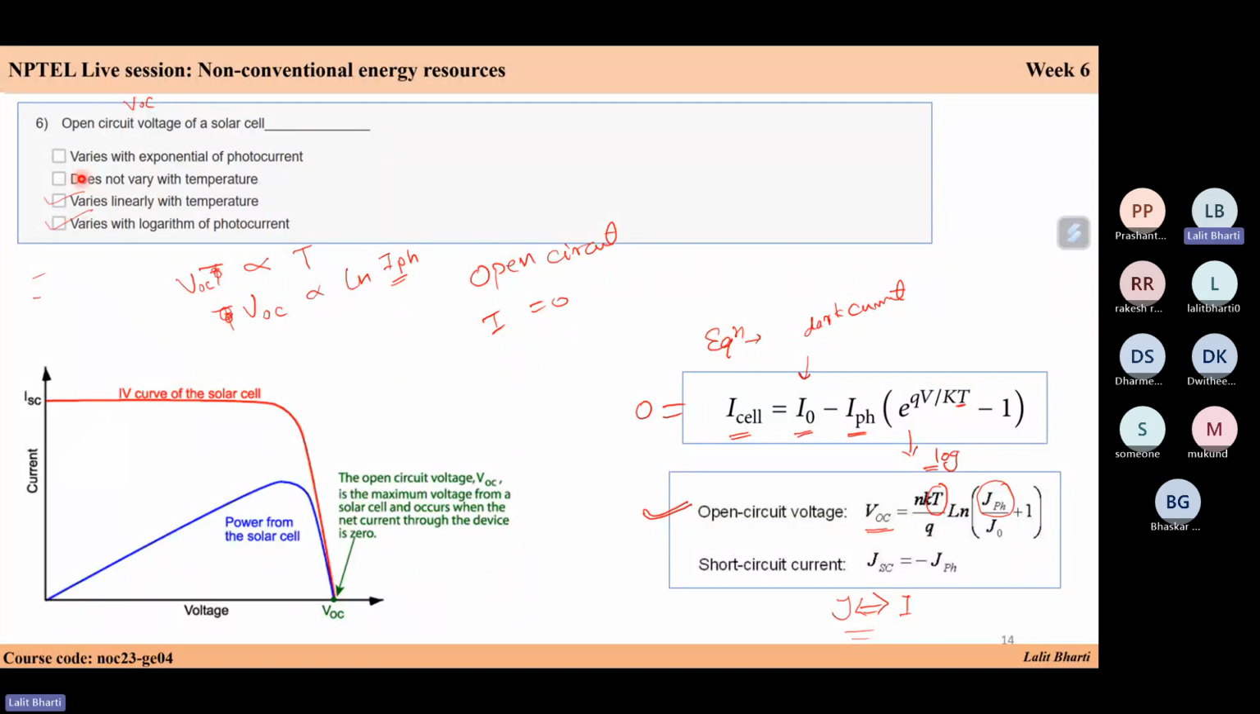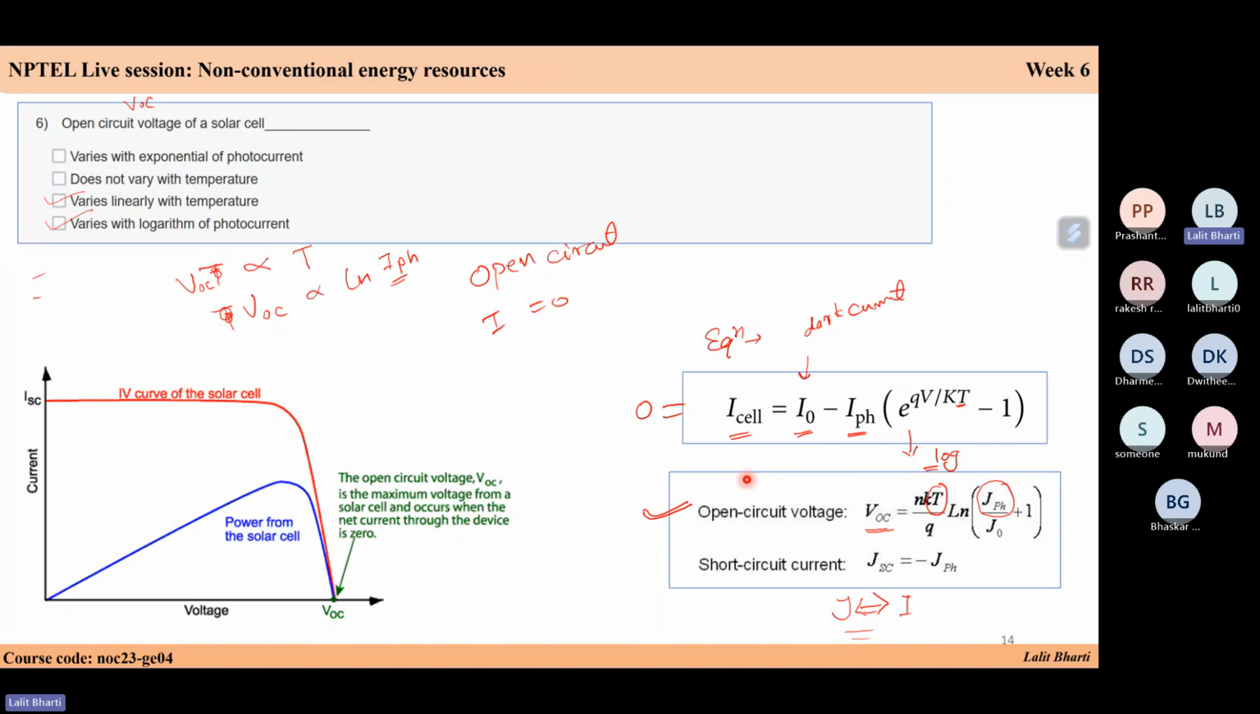So statements third and fourth are correct. Second is incorrect because it says it does not vary with temperature, but we saw that it varies with temperature. And it says it varies with the exponential of photocurrent, which is not correct, because it is not related by an exponential relation. It is related by the logarithmic relation. So these statements are clear with this solar cell equation. You should keep these equations in mind.